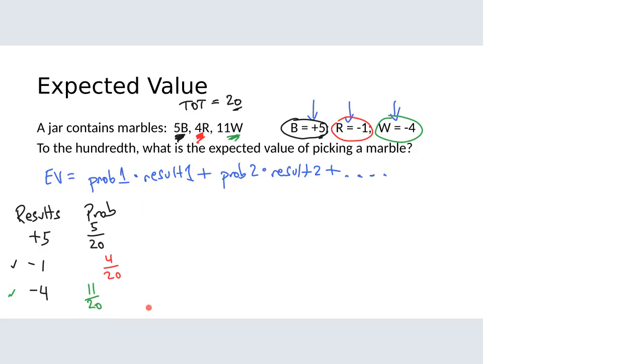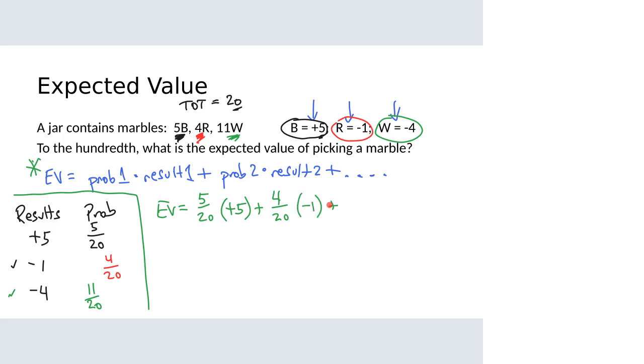Once I have my results and my probabilities, now I'm ready to use my formula. And using that formula, the expected value will be: 5/20ths of the time, the player is going to win $5. 4/20ths of the time, the player is going to lose $1. And 11/20ths of the time, the player is going to lose $4. Now I just need to simplify this, and I'll have my expected value.